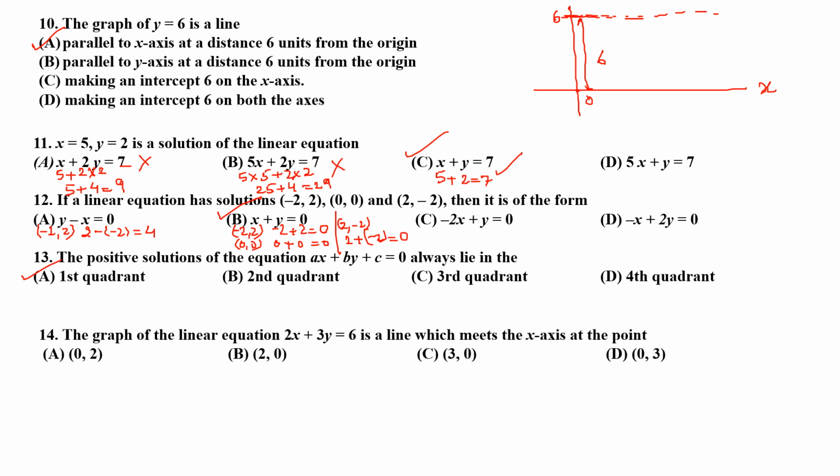Now the 14th one, the graph of the linear equation 2x plus 3y equal to 6 is a line which meets the x-axis at the point. Meets the x-axis means the point is on the x-axis, isn't it? And when the point is on the x-axis, your y coordinate will be 0. So now you have to substitute y equal to 0 in the given equation. You will get 2x plus 3 into 0 equal to 6. So 2x is equal to 6, and from here you will get x as 3. So the coordinate is 3, 0, which is option C. So question 14, option C.